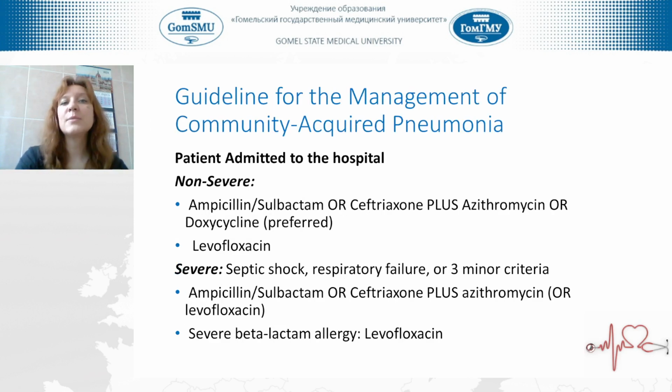If the patient is admitted to the hospital, non-severe, we can use ampicillin-sulbactam or ceftriaxone, intramuscularly or intravenously, plus azithromycin or doxycycline preferred, or levofloxacin. With severe, meaning septic shock, respiratory failure, or three minor criteria, we can start with amoxicillin-sulbactam or cefuroxime plus macrolides, azithromycin, or levofloxacin. In severe beta-lactam allergy, levofloxacin.